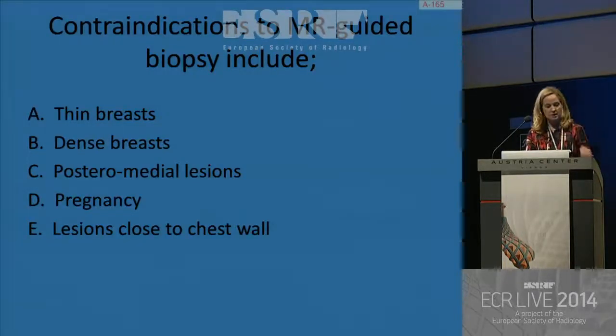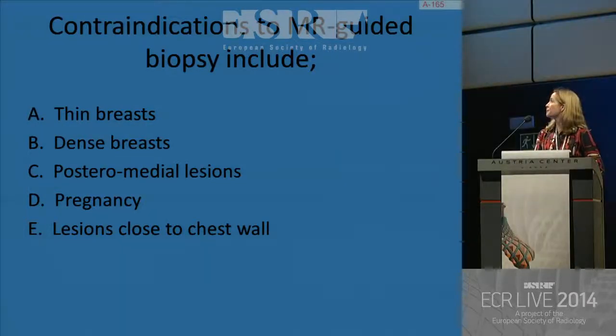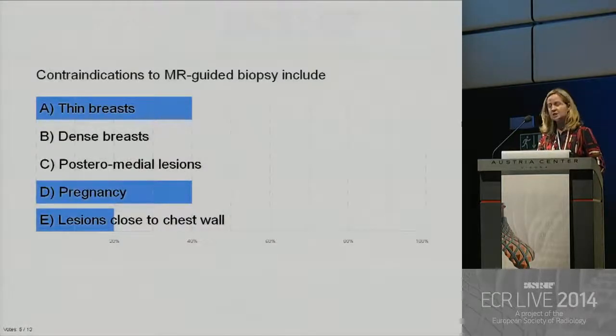So the next question: the contraindications to MR-guided breast biopsy include A, thin breasts, B, dense breasts, C, posteromedial lesions, D, pregnancy, or E, lesions close to the chest wall. Can I have your answers, please? That's right, D, pregnancy. Pregnancy is contraindicated due to the potential teratogenic effects on the fetus, but actually lesion location is not a contraindication to breast MR.